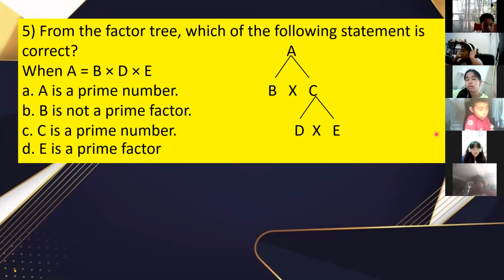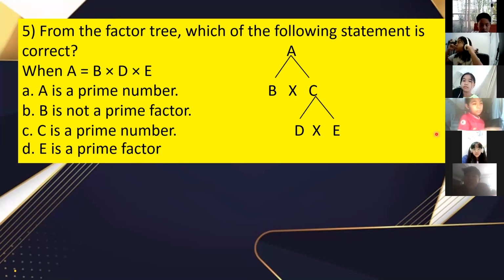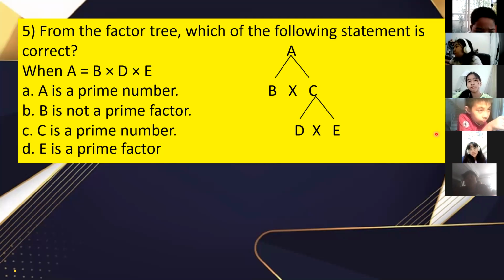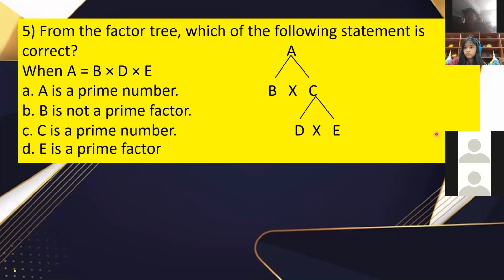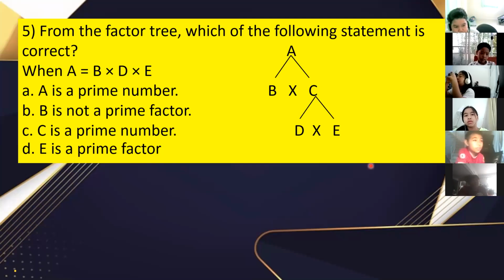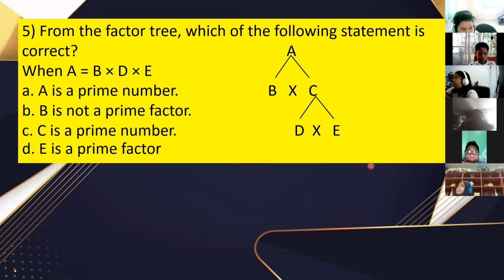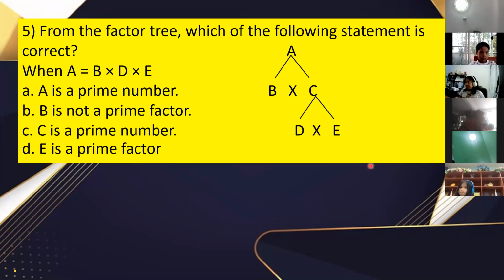Pai, what is your answer? Letter? A? A? No. How about you? How about the 10-10? B. Again. B? No.